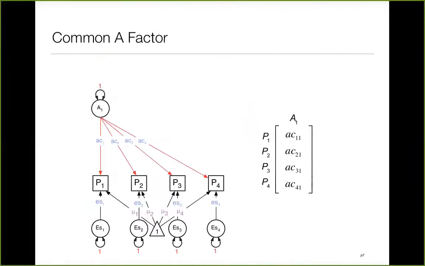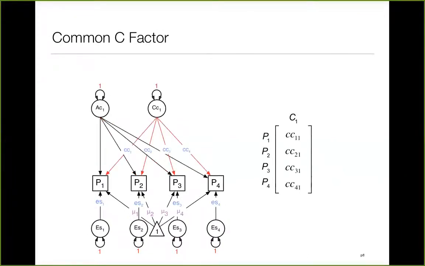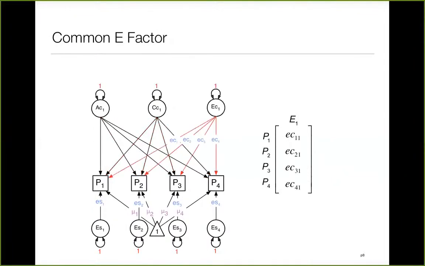This slide introduces two new things. One is a triangle with a 1 in it that has one-headed paths going from it to all the phenotypes, labeled mu1 through mu4. That just represents the phenotypic means in this diagram. The more important new thing is the addition of a common additive genetic factor. We can also add a common shared environment factor and a common non-shared environment factor. Those three common factors respectively represent additive genetic, shared environmental, and non-shared environmental variance that is common to more than one phenotype.